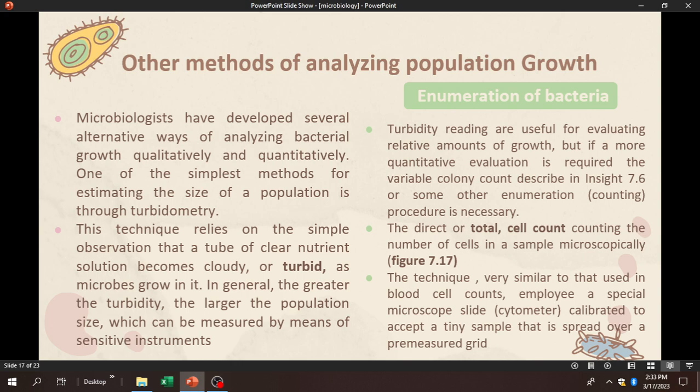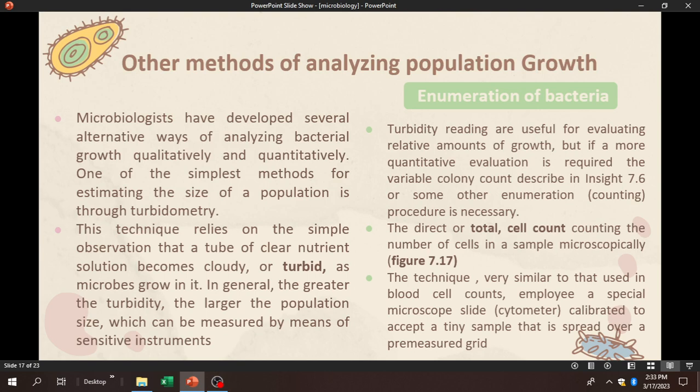Enumeration of bacteria. Turbidity readings are useful for evaluating relative amounts of growth. But if a more quantitative evaluation is required, the viable colony count described in Insight 7.6 or some other enumeration or counting procedure is necessary.